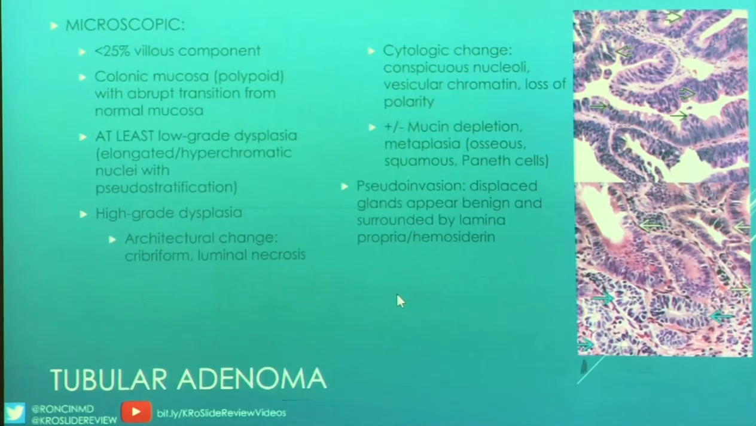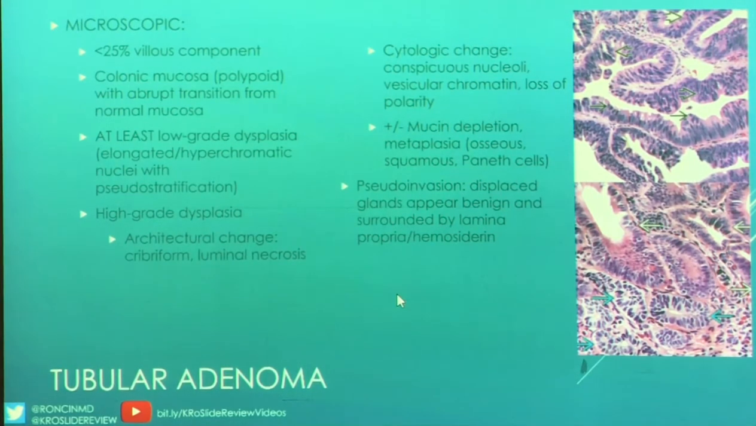They must have at least low-grade dysplasia, and low-grade dysplasia for tubular adenomas is elongated hyperchromatic nuclei with pseudostratification. So pretty much what happens is you get the elongation of the nuclei, they lose their mucin, so you have this very blue area, and the surrounding epithelium will look relatively pink next to it, or clear.